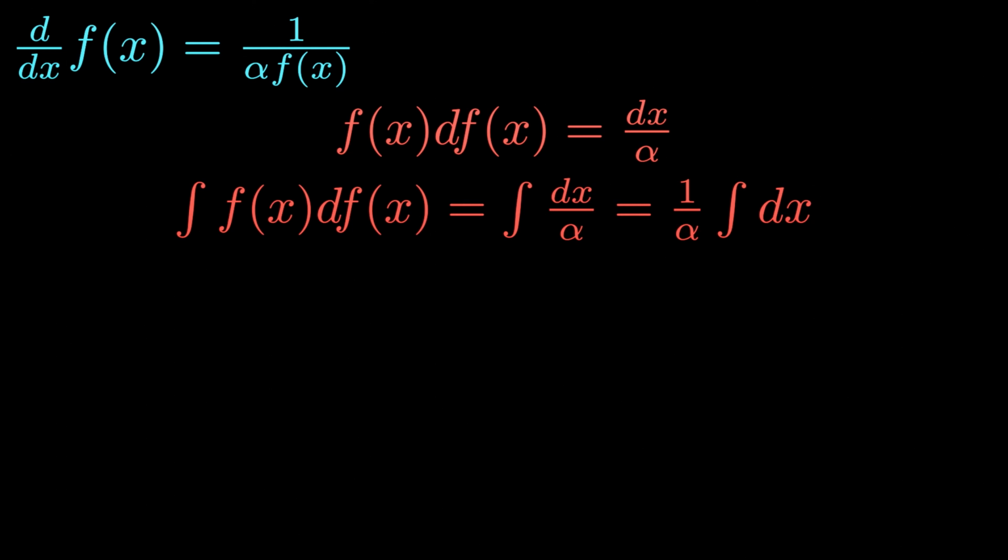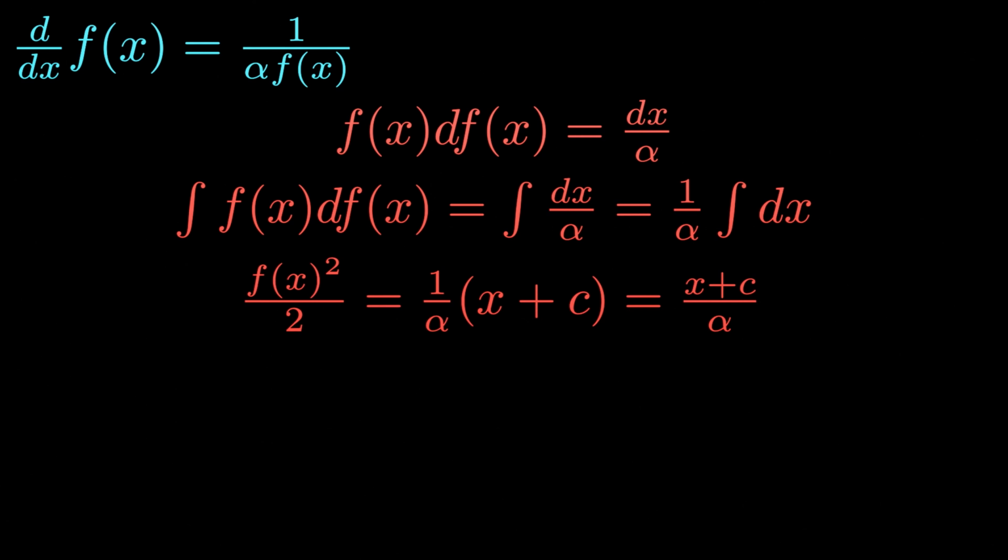so we can bring the 1 over alpha outside of the integral sign, so we have 1 over alpha multiplied by the integral of 1 times dx. Now all we need to do is integrate both sides of our equation. Integrating the left hand side we have f(x) squared divided by 2, and on the right hand side we have 1 over alpha multiplied by x plus c, where c is a constant. If we multiply 1 over alpha by x plus c, the right hand side is equal to (x plus c) divided by alpha.